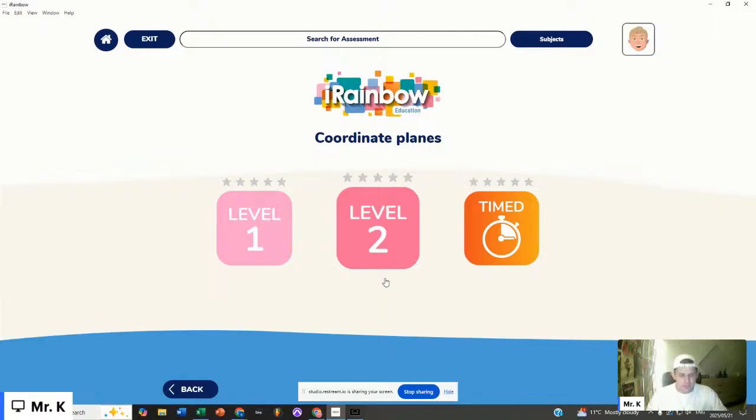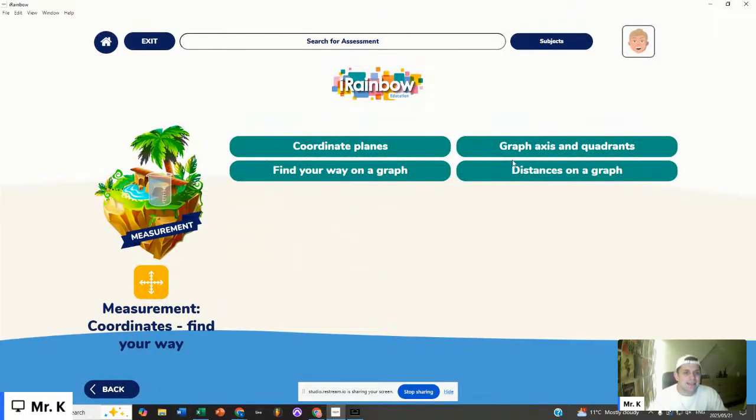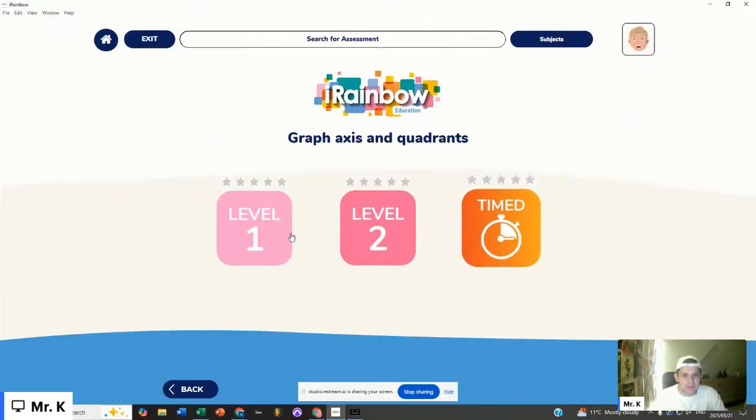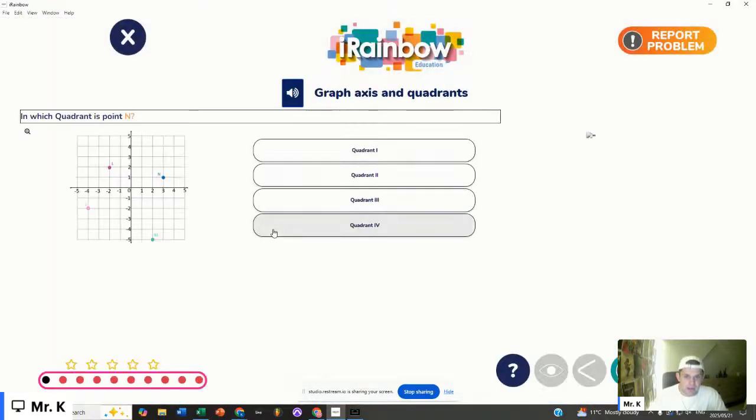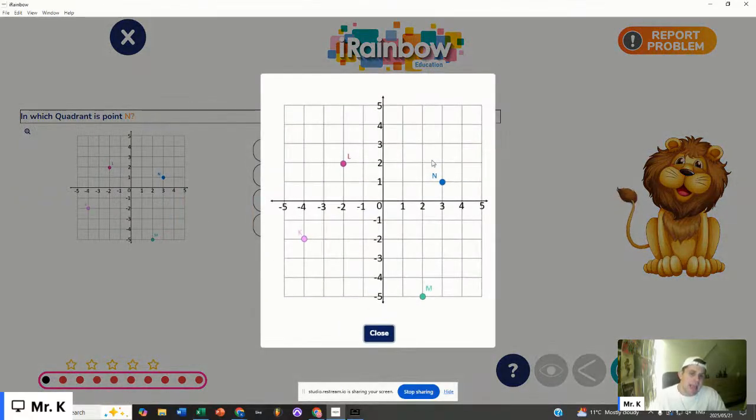Okay, so guys, go ahead and please try this quiz on coordinate planes. And the second quiz is graph axes and quadrants. Again, start with level one. Question one asks us, in which quadrant is point N, right? N is the bright blue dot over here in quadrant number one. We can see that this is quadrant number one.